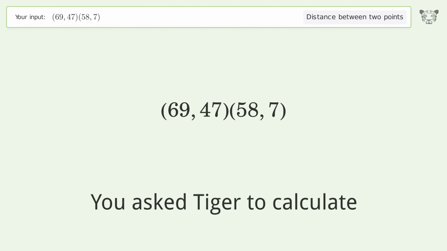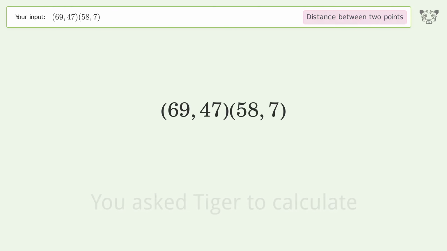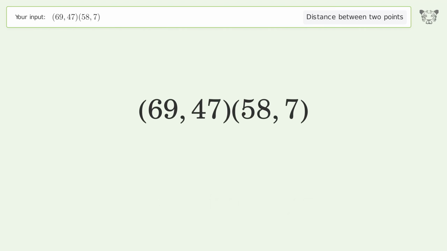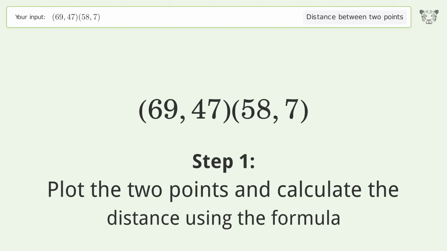You ask Tiger to calculate. This deals with the distance between 2 points. The distance between the 2 points is the square root of 1721, or 41.485. Let's solve it step by step. Plot the 2 points and calculate the distance using the formula.